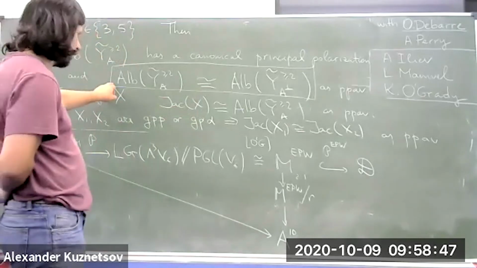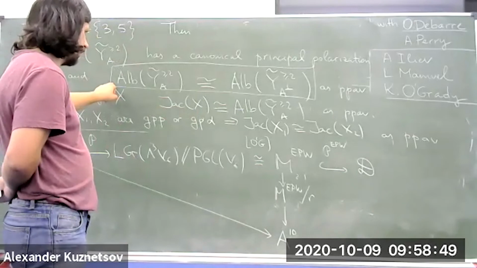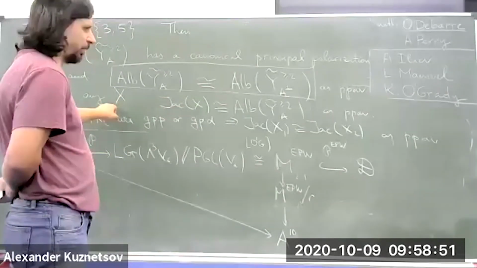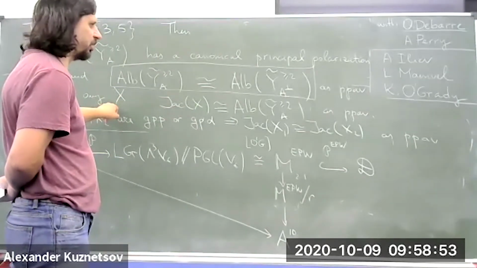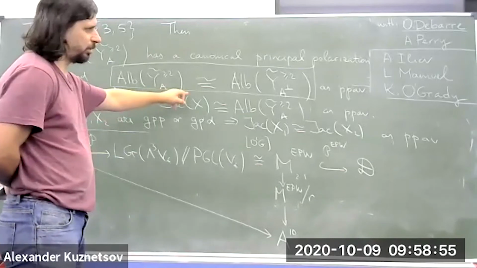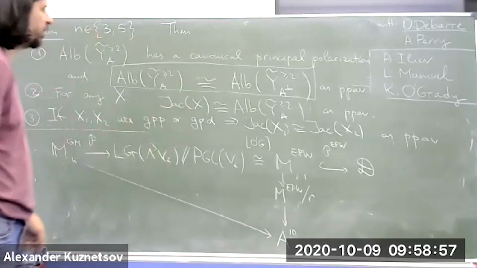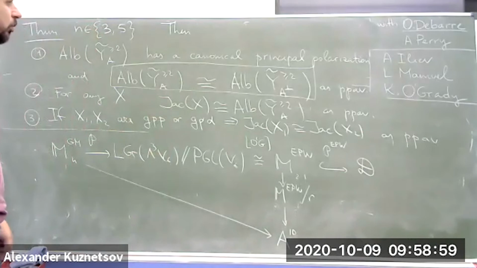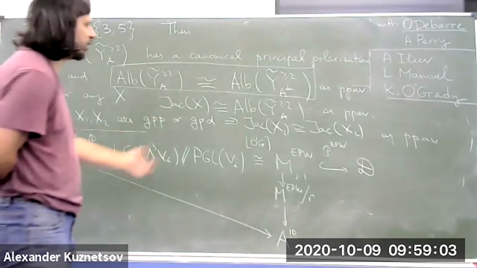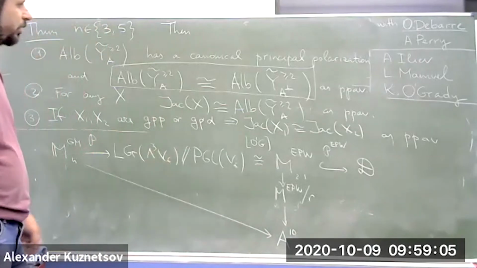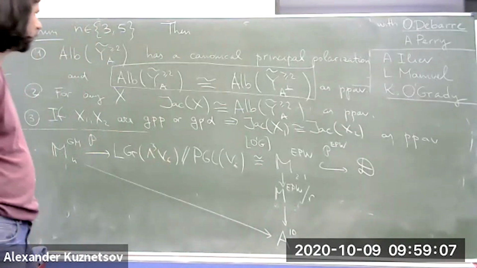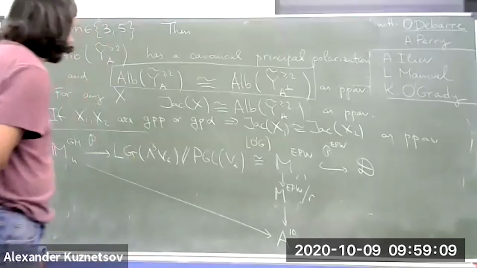So in a sense, the proof of this result uses Gushel-Mukai varieties heavily as an intermediate step. And we have no idea how this isomorphism could be proved directly without using Gushel-Mukai varieties, which is kind of strange. It would be very interesting to try to prove this directly.